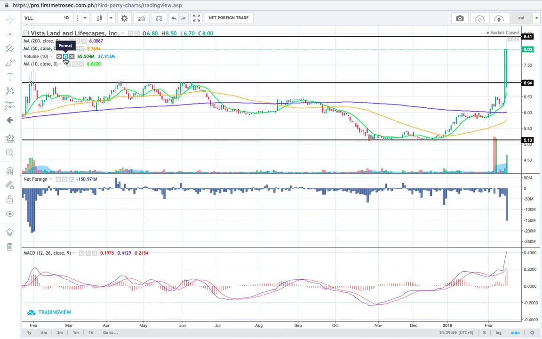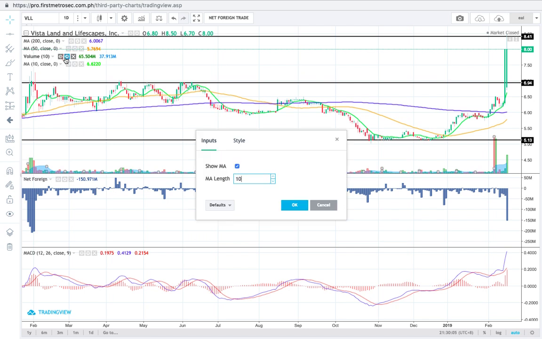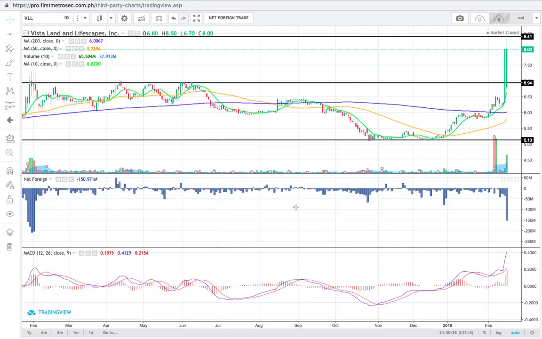To change this one, you just have to click on this format icon that comes after the volume setting, and then you put in number 10. So you can play with this one. You can put in 5, 10, 15, 30, 50, whatever. But my preference is that I'm going to put in number 10 because I would like to check if the stock's prevailing volume is moving above or below its 10-day volume average. So we're going to use a moving average for the purpose of measuring that.